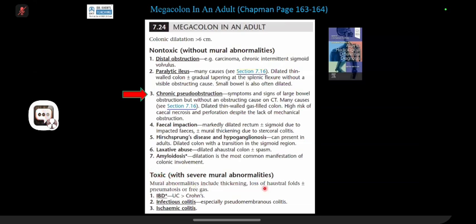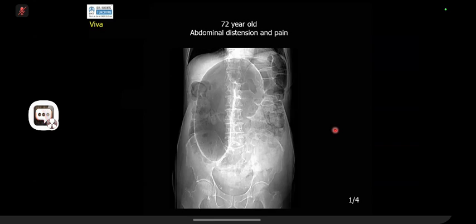Mural abnormalities, loss of haustra and fold, IBD, infectious, and then what can be the causes of this? Causes can be UC more common than Crohn's, infectious colitis, ischemic colitis. And these are the other causes of dilatation. So this is megacolon. Yes, spot diagnosis.